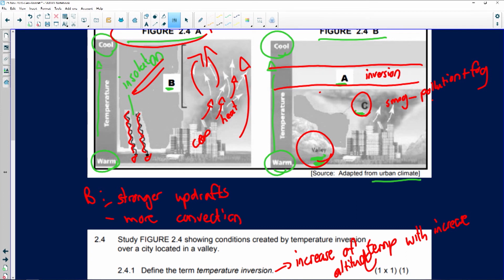But if you compare it to C, what do we see happening over there? The inversion prevents the smoke from escaping. And we can also say there's less convection because it's night time.